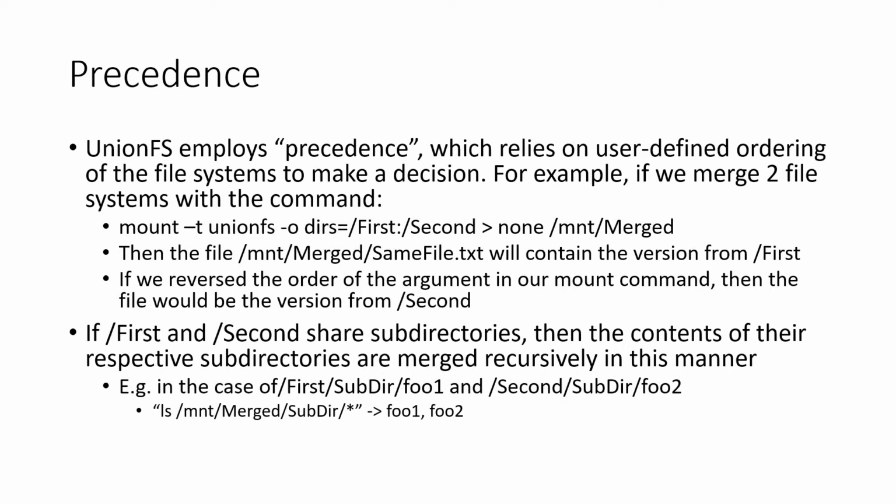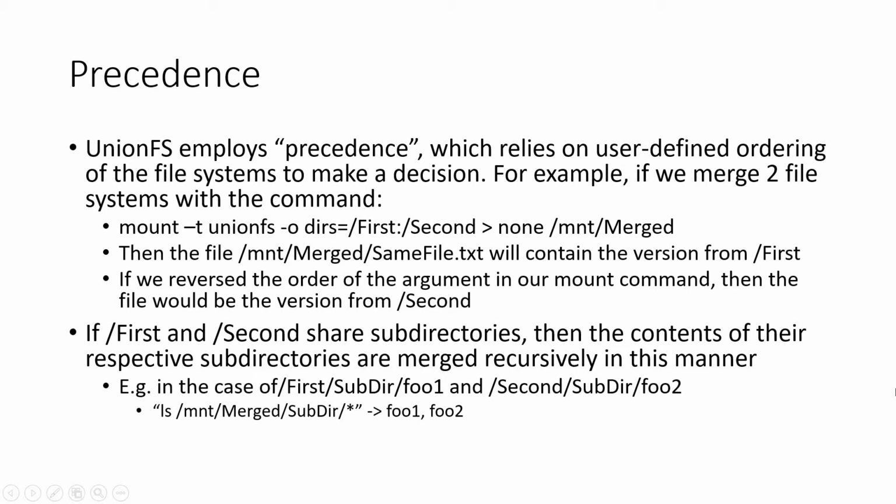So precedence is an important topic for UnionFS. It's user-defined ordering, so basically whichever one you want to be the higher priority one is the one that is used in those operations. So if we mount a directory called first and second into a single merged directory, then the one that is first in that list of directories is going to have higher precedence. So first is listed before second, and so that directory first has precedence.